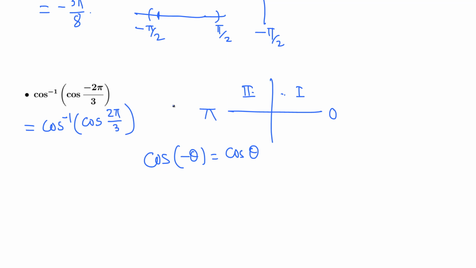Now 2 pi over 3 is in the second quadrant somewhere. Okay, we were supposed to get cosine inverse of something in between 0 and pi, and we got 2 pi over 3. That's in the second quadrant, in the right place. That means we can cancel the actions of cosine inverse and cosine. That leaves 2 pi over 3. Final.